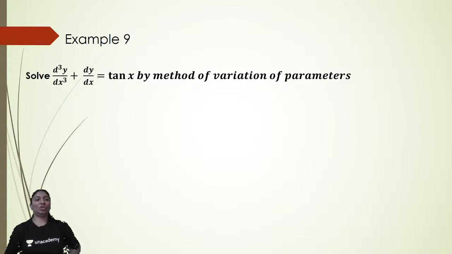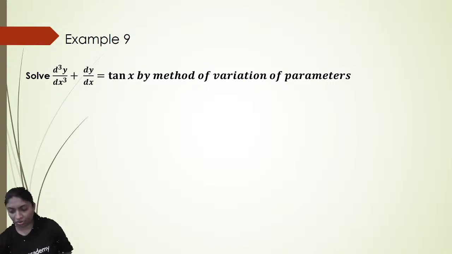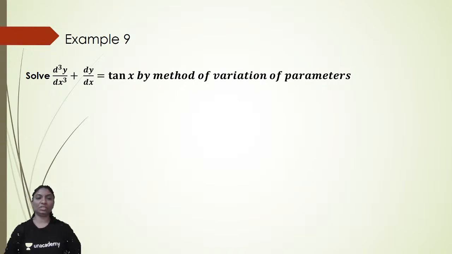in which the order of the differential equation is 3. Here the order of the differential equation is 3. Now see how we will solve this. When the order of the differential equation is 3, how do we find the solution? The equation is d cube y upon dx cube plus dy by dx is equal to tan x.